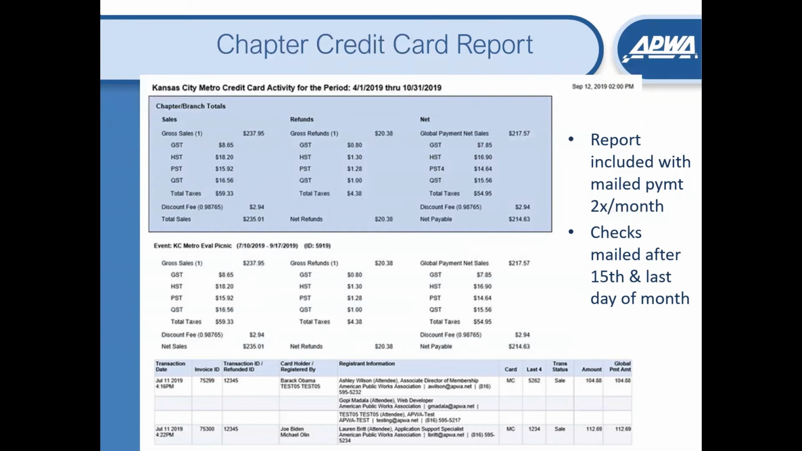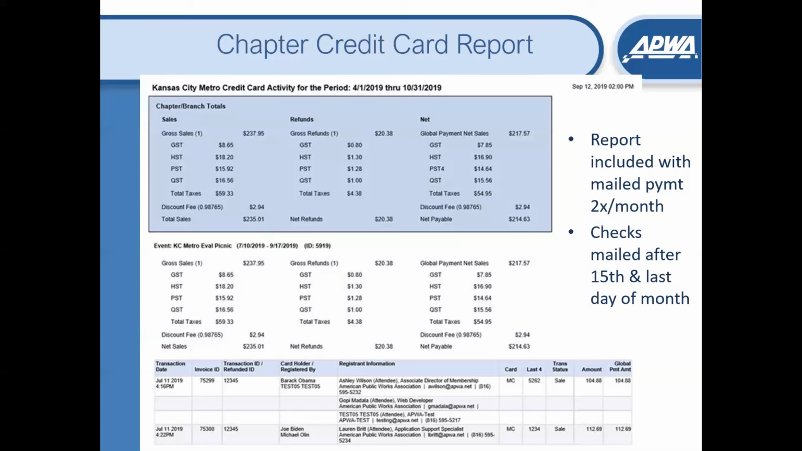So you'll see that there will be a gross sales section, a gross refund, and then the Global Pay net sales. And that's the payment that you would receive from National in the check that we provide back to you. So essentially we tell you what everything is that came in, if you happen to have any refunds, and then what the discount fee is.